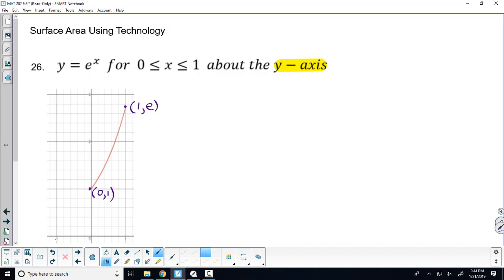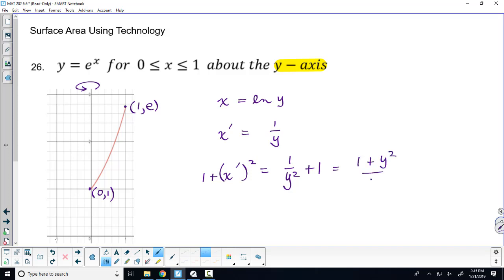All right, so we are going around the y-axis. So that means we want to solve that equation for x. So our function is x equals the natural log of y. We can go ahead and do the ds part, take the derivative, square it, add 1. So our derivative is 1 over y. The derivative squared plus 1, you can get a common denominator there, or just wait, doesn't matter. Let's do it with common denominator this time. So we rewrite 1 as y squared over y squared and add them together.